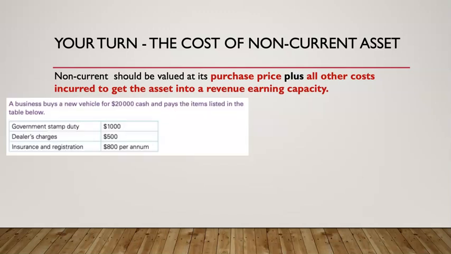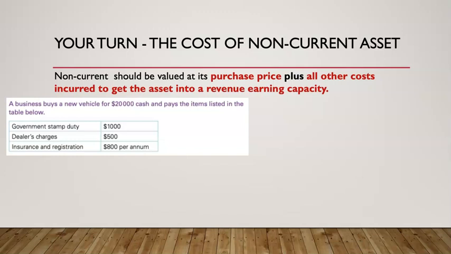A business buys a new vehicle for $20,000 cash, that is its purchase price, and pays the other items listed in the table below. Government stamp duty of $1,000, dealer charges of $500, and then insurance and registration of $800 per annum. So we need to identify, and I'm going to get you to pause the video and work this out, which ones of these costs need to be added to the purchase price because they're to get it into the revenue earning capacity, and which ones are recurring costs. Pause the video and try and work out what you think the cost of this vehicle is.